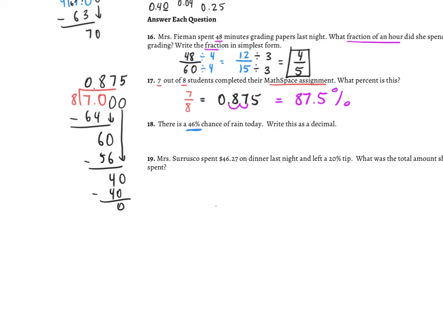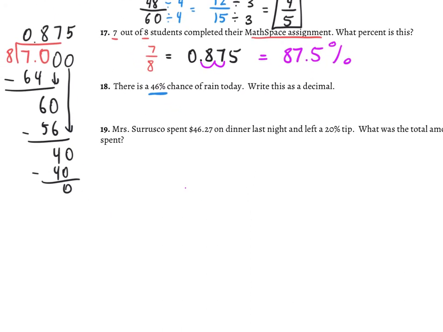Let's look at our next one. It's a 46% chance of rain today. Write that as a decimal. 46. First, I'm going to write it as a fraction. And now, what is that as a decimal? Yep, you should have gotten 0.46.